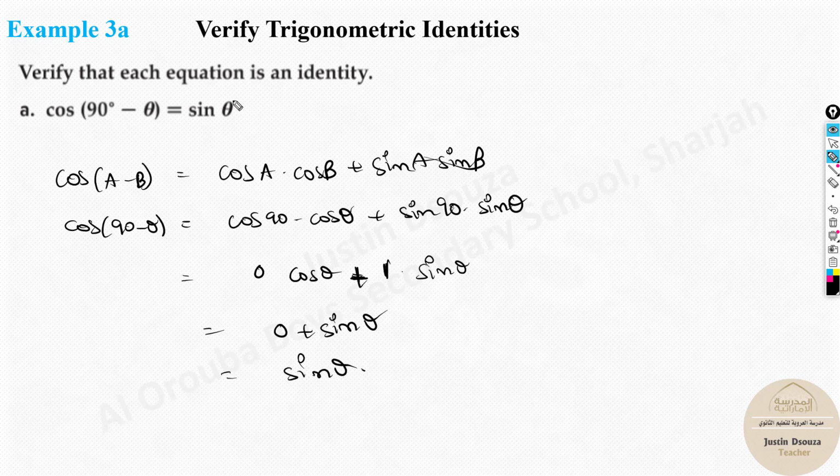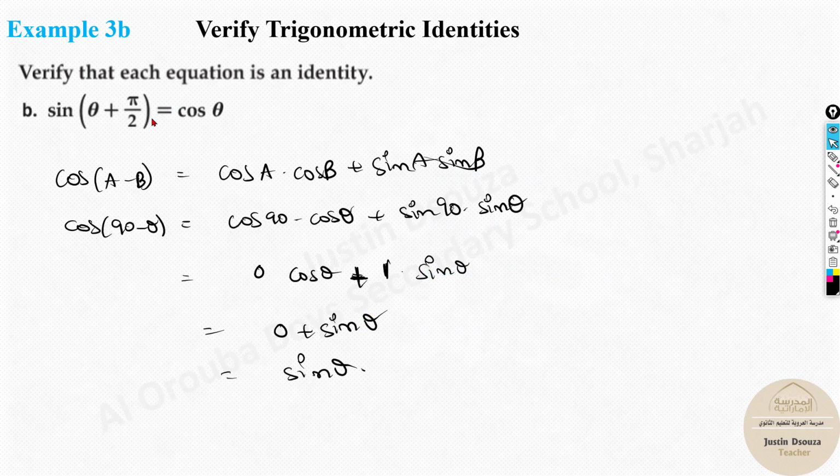That's the answer. And yes, that is what we have to prove. That's it. That is how we solve this. It's pretty easy once you know the formula, just substitution. If you can't directly get the values, you can use the calculator and then get the answers. So these are the steps.